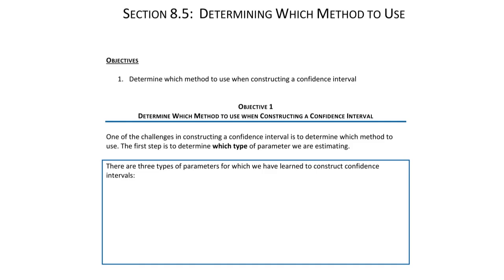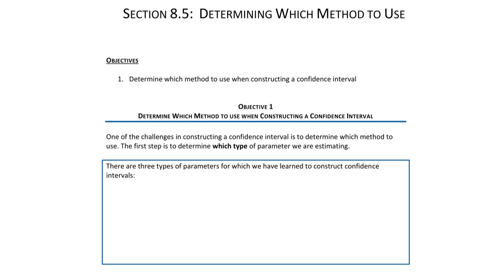Hi, this is your Professor Sudha Kolathuparambil, section 8.5, determining which method to use. So it has one objective, determining which method to use when constructing a confidence interval. One of the challenges in constructing a confidence interval is to determine which method to use.